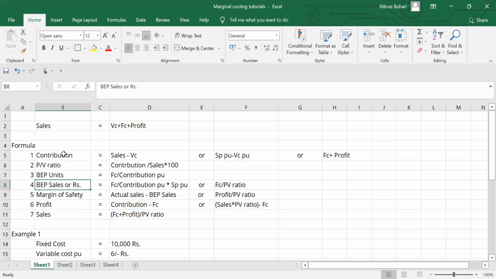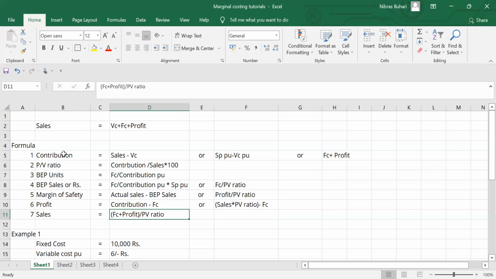BEP sales or BEP in rupees: you can use fixed cost by contribution per unit into selling price per unit, or fixed cost by PV ratio. Margin of safety: actual sales minus BEP sales, or profit divided by PV ratio. Profit: contribution minus fixed cost. If you have direct values, you can apply them and get the answer. Otherwise, sales into PV ratio minus fixed cost. And to find the sales for a given profit, you add fixed cost and the given profit, and divide that by PV ratio. These are the basic formulas.